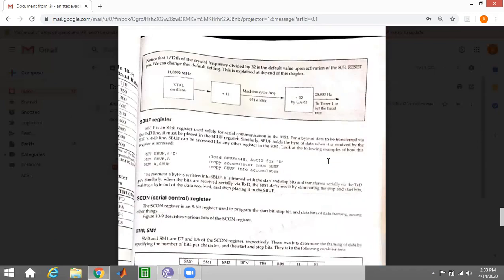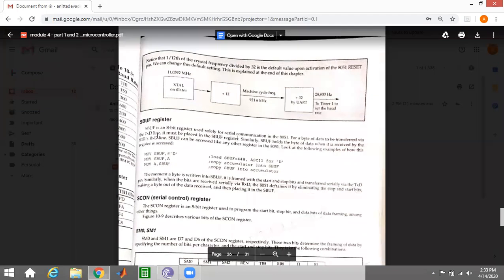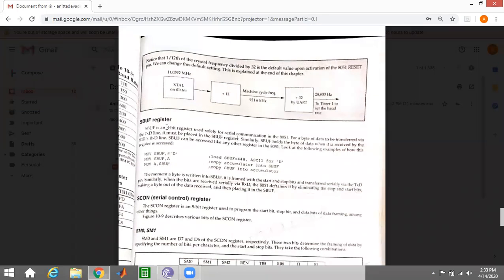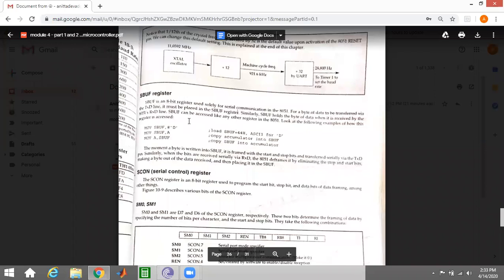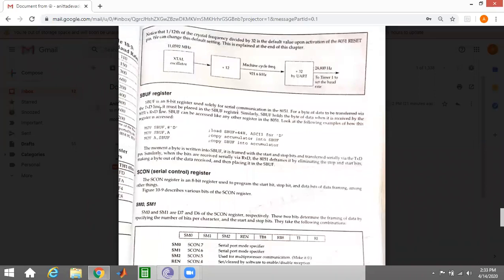There is a register called the SBUF register, which is going to play a major role in the topic we are studying. What is the topic we are studying? Serial port, serial communication. This SBUF register is going to play a major role in serial communication. SBUF is an 8-bit register.